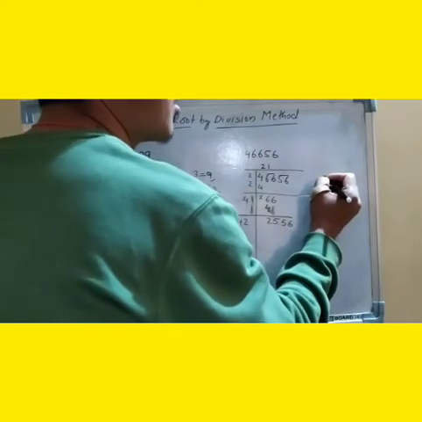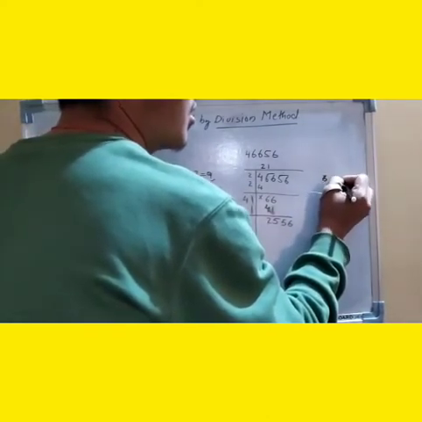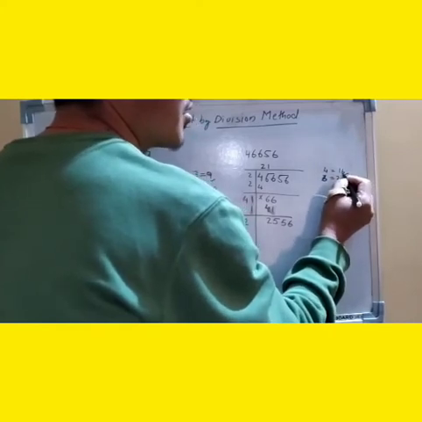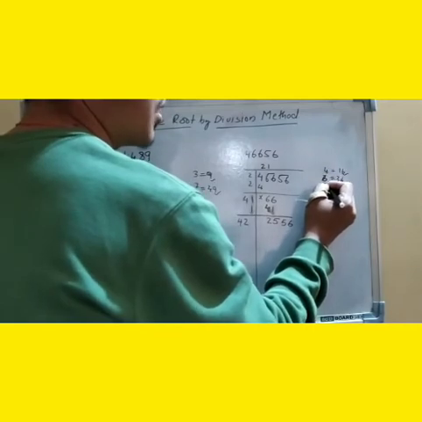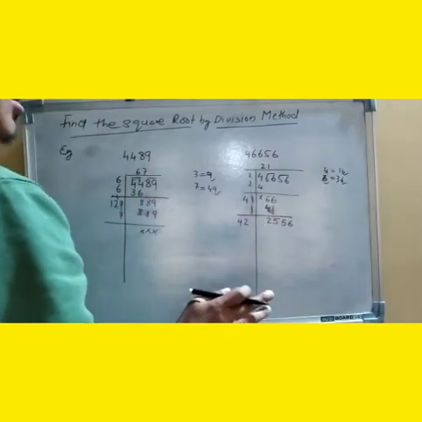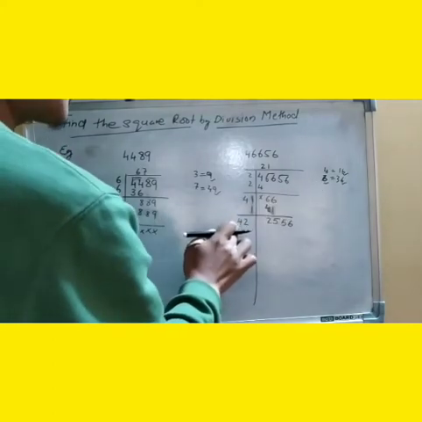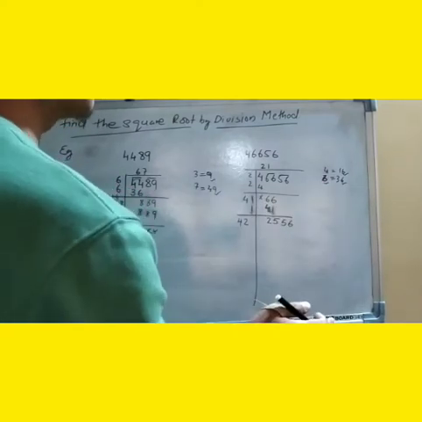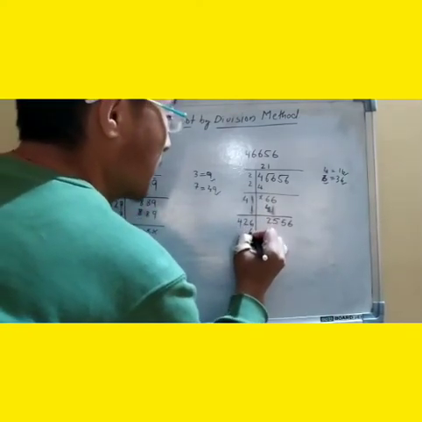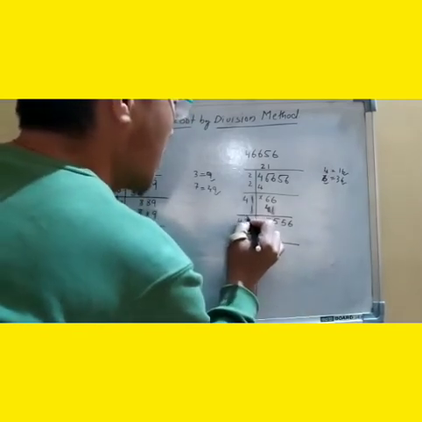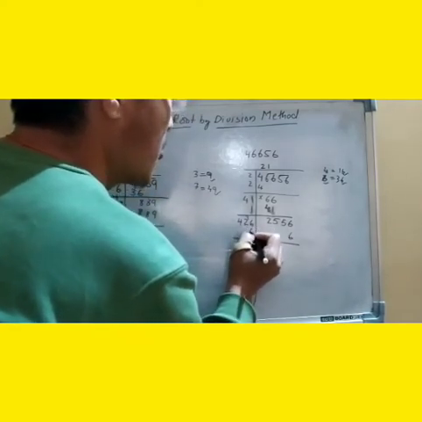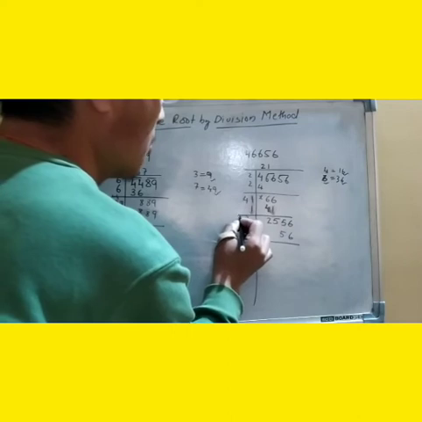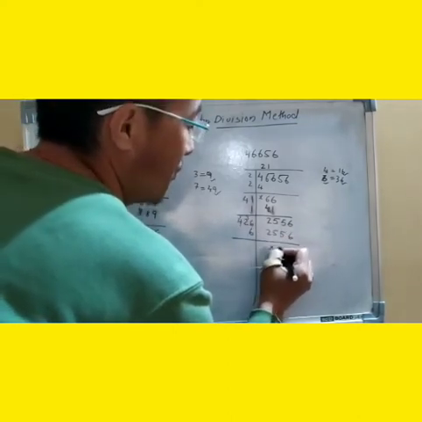6 sixes are 36, and 4 fours are 16. The last digit is 6, so these are the possible answers: either 4 or 6. Now, if you look here, 4 fours are 16, 4 sixes are 24. I think 6 is more likely to be the answer, so let's try with 6. 6 sixes are 36, and then 6 twos are 12, 13, 14, 15, 6 fours are 24 plus 1, 25. So the result is this one.